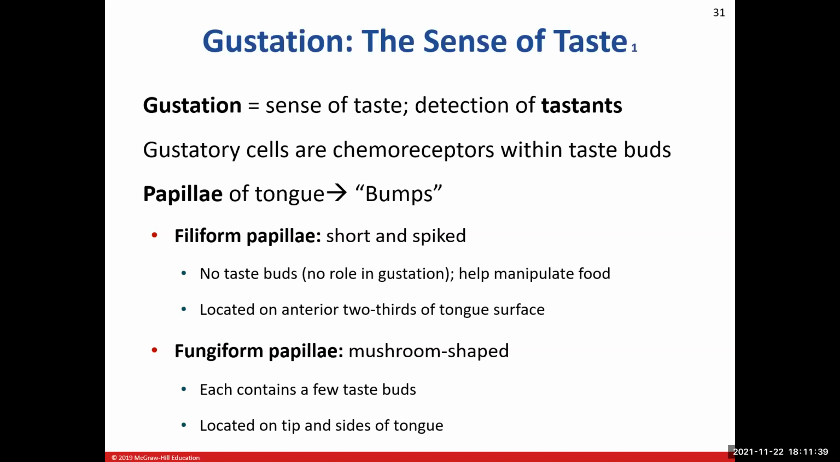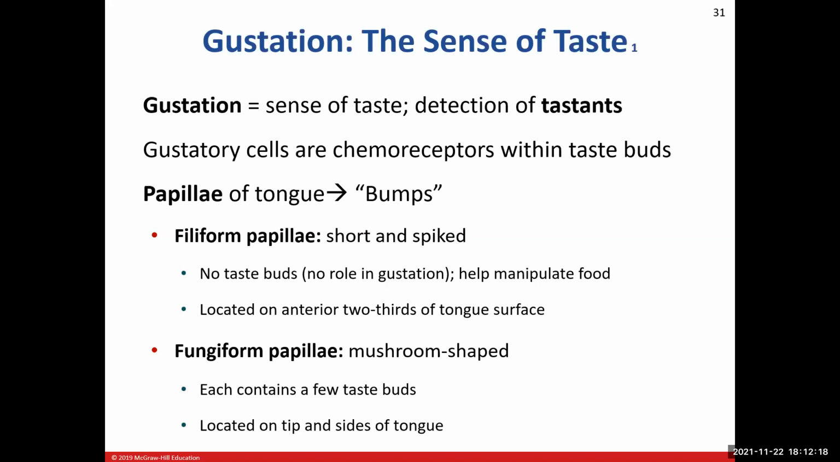The first one listed on our slide here are the filiform papillae. These actually have no role in taste, none whatsoever. The job of these papillae is to give you more grip when your tongue is manipulating the food in your mouth, pushing it against your molars or whatnot. So the filiform papillae do not offer any role in gustation, but they will help with the handling of food. We find those on the anterior two-thirds of your tongue.